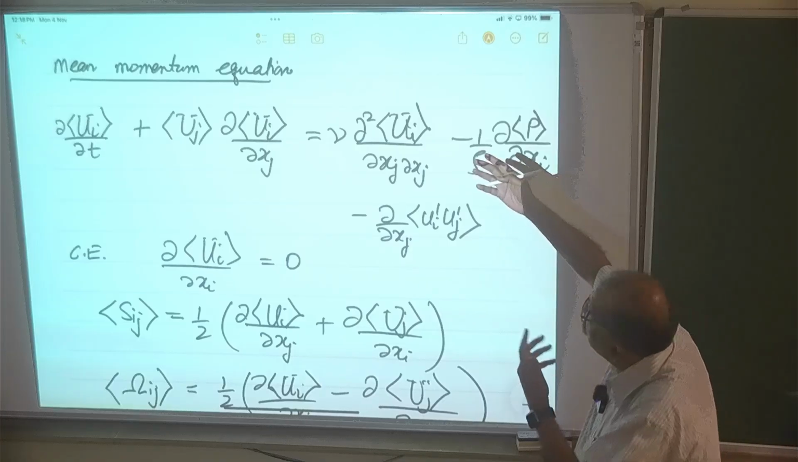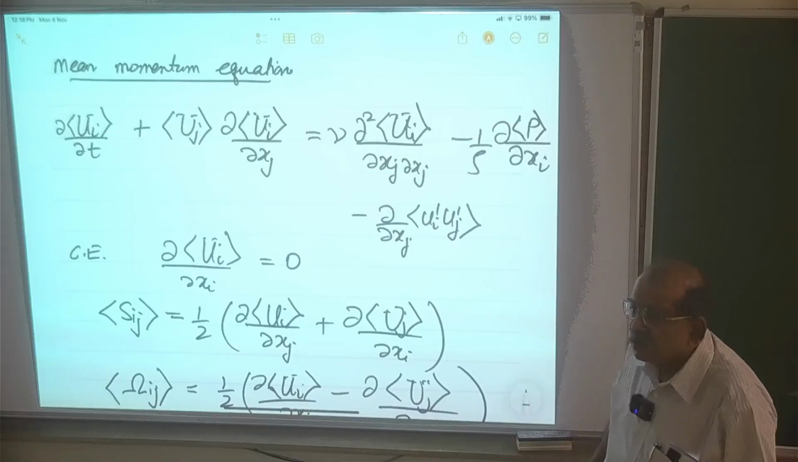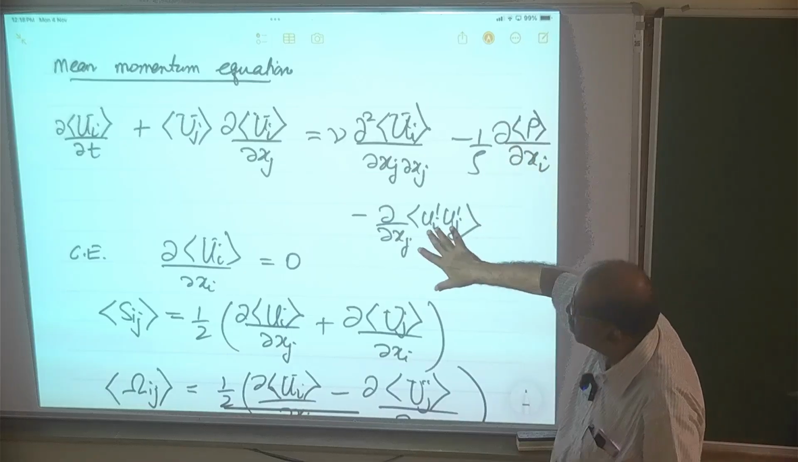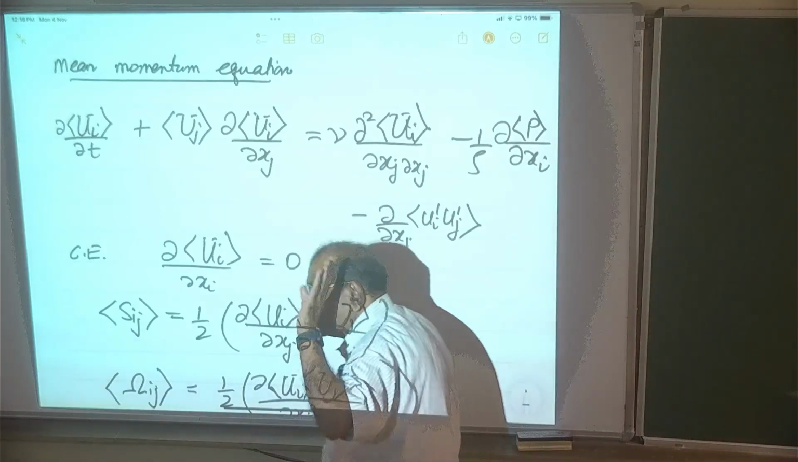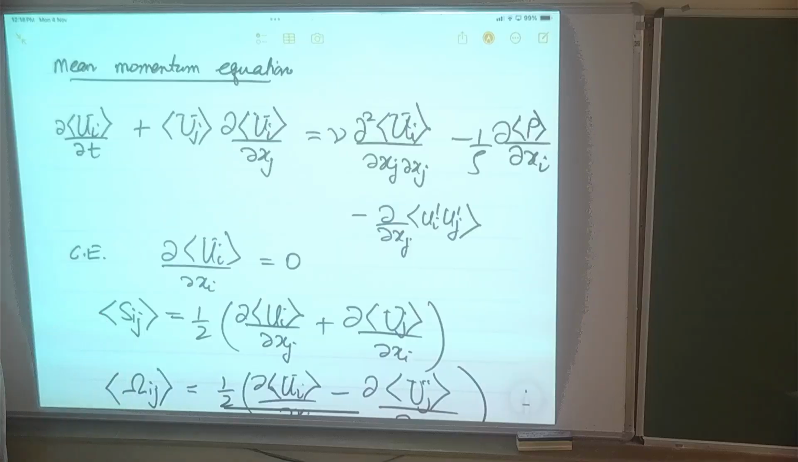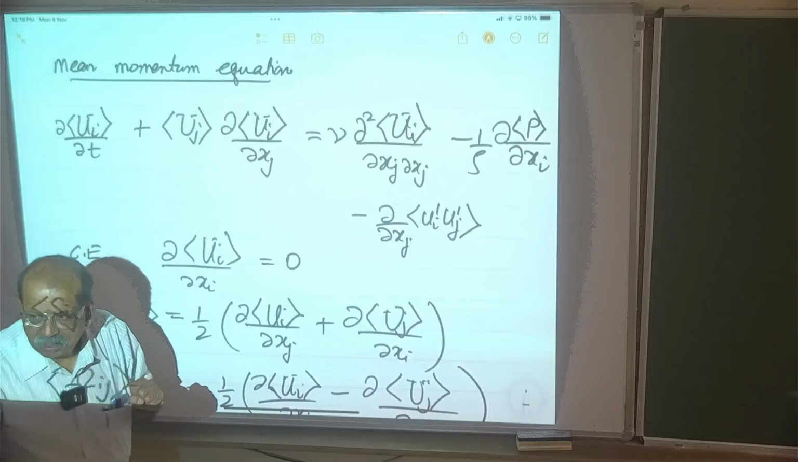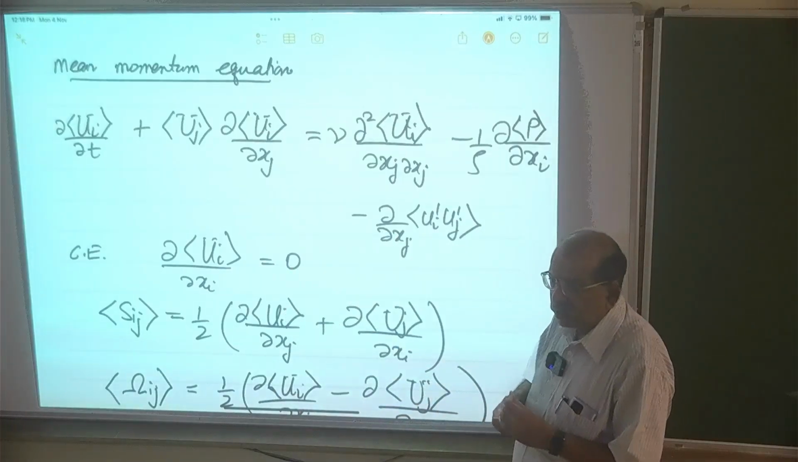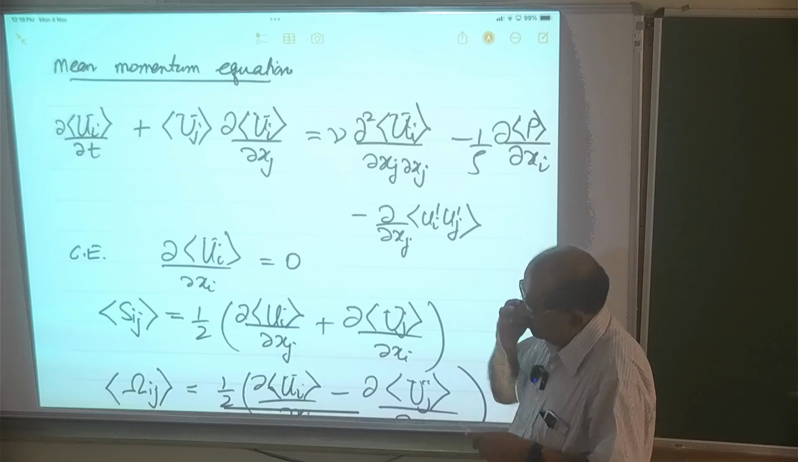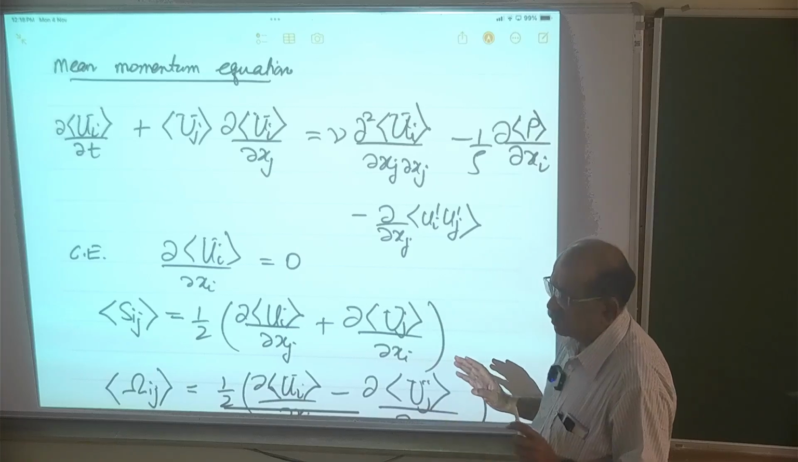And what is the meaning of turbulence modeling? If we are to solve the instantaneous equations, are they closed or unclosed? They are closed. They are 4 variables, 4 equations. If we can solve them, we would have solved them.